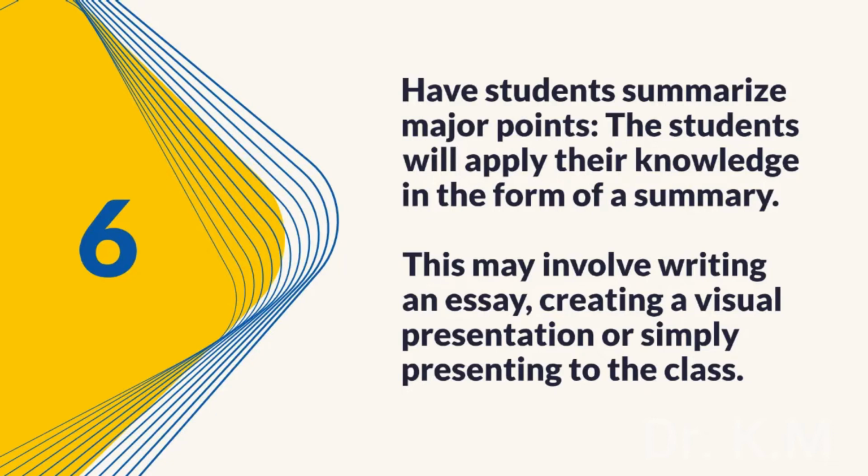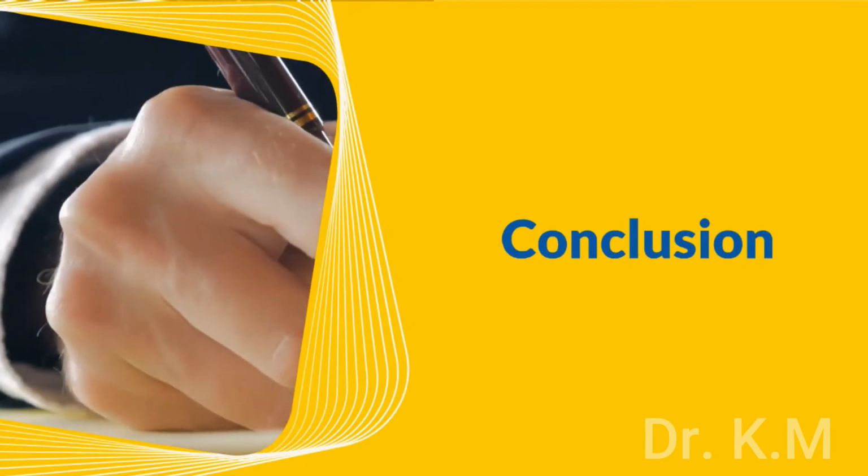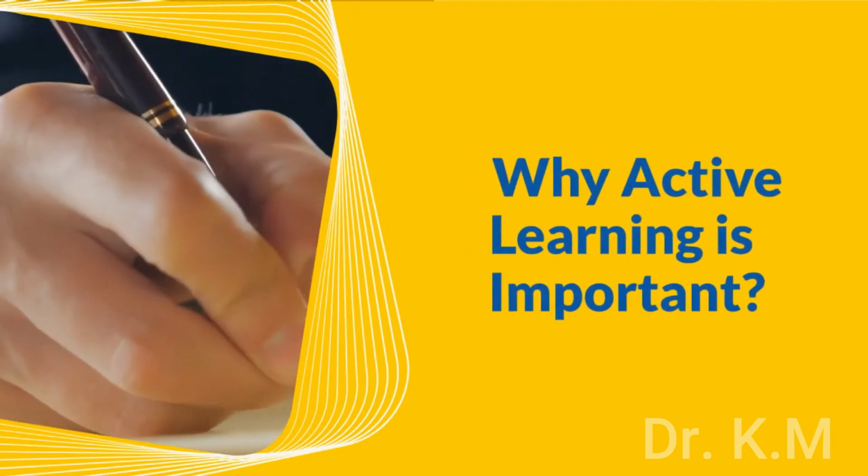6. Have students summarize major points. The students will apply their knowledge in the form of a summary. This may involve writing an essay, creating a visual presentation, or simply presenting to the class. Conclusion. Why active learning is important.